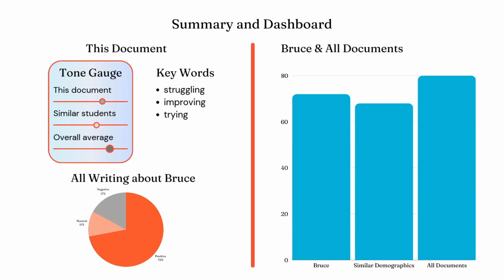Once the document is complete, the user will see a dashboard comparing information from this document, its tone, as well as key vocabulary words, with all of the writing about this student. The user may also choose to see comparisons of writing about this student and all students overall. They can use this information to make sure they treat all students fairly.